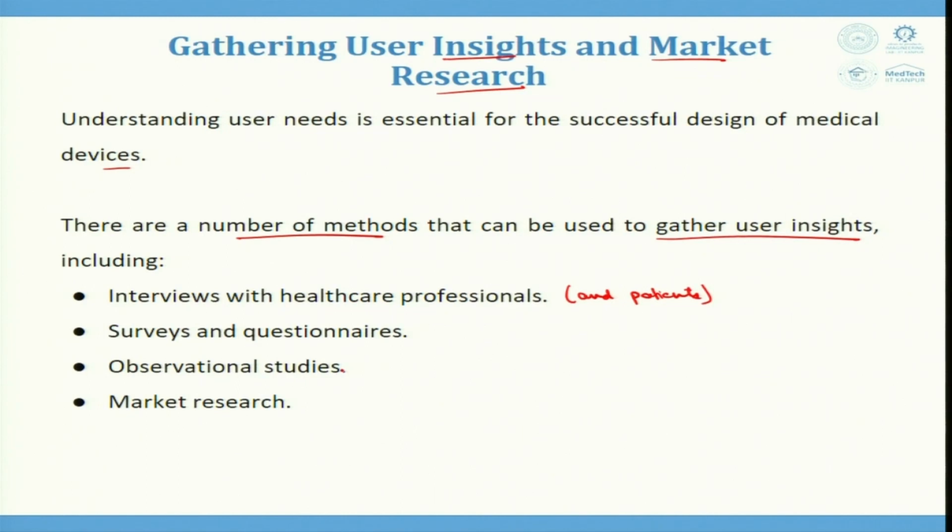Then there are observational studies. Observational studies means, in controlled settings, I would put here, in clinical settings, that is within the controlled environment, the observations are done to see whether a device is working well or not. Then market research is also one of the methods to get user insights, that is we try to get the competitive analysis.